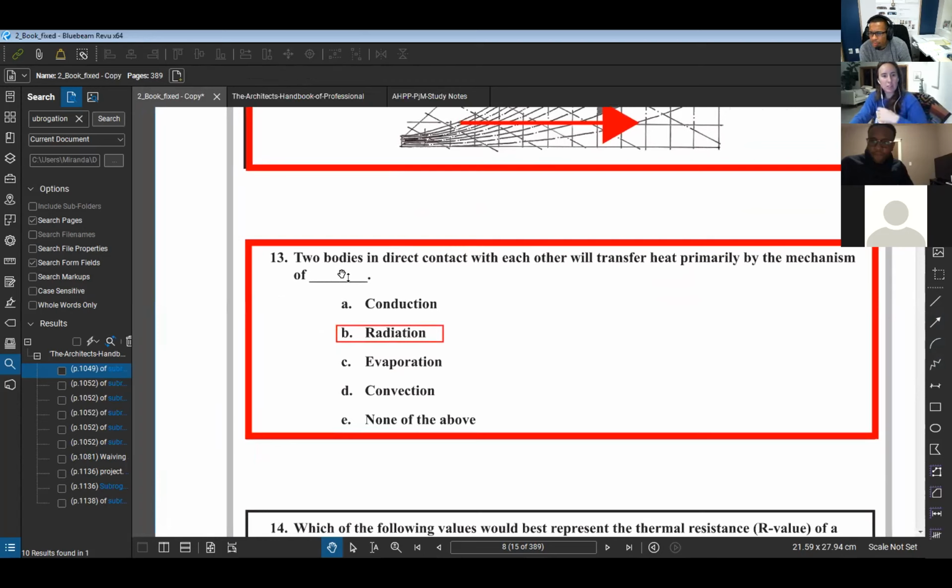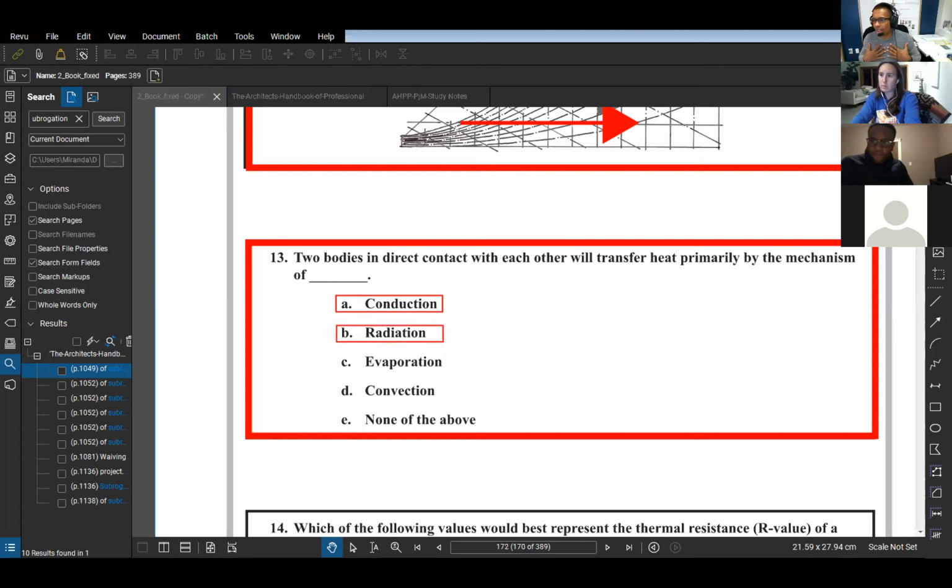Okay, two bodies in direct contact with each other will transfer heat primarily by the mechanism of... If they're in direct contact with each other, it would be conduction. That is right. Radiation is like, I am hot, and then somebody next to me is getting hot off of me. I'm just radiating that heat onto that thing.